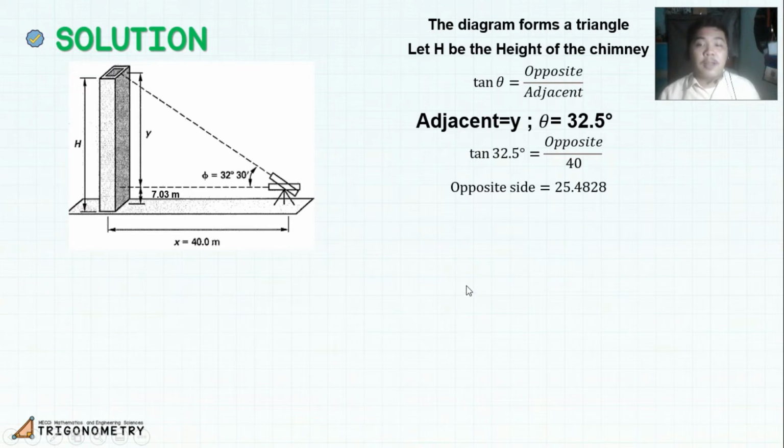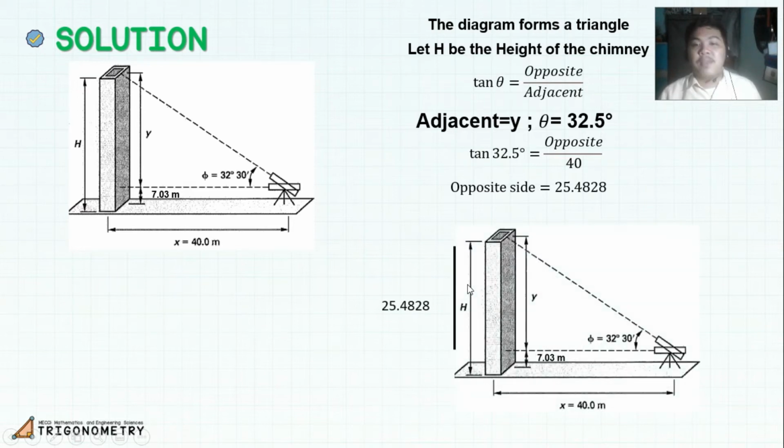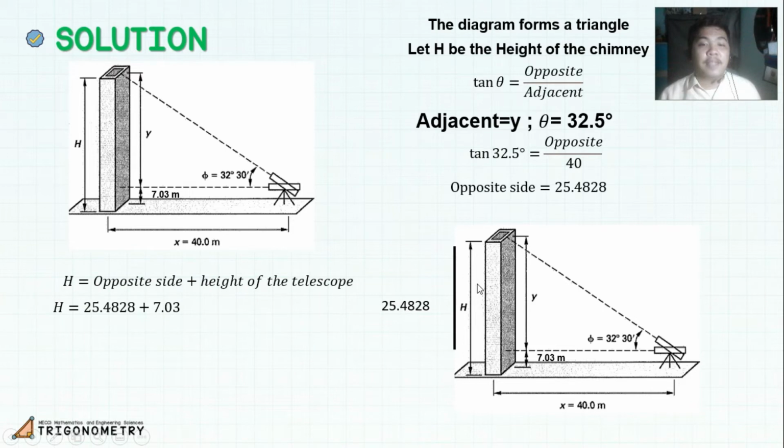which is equal to 25.4828. But 25.4828 is still the height of the chimney starting from the telescope, so we need to get the overall height of the chimney. We can get that by adding 25.4828 to the height of the telescope, which is 7.03 meters, which will arrive at an answer of 32.5128 meters. So the overall height of the chimney is 32.5128 meters.